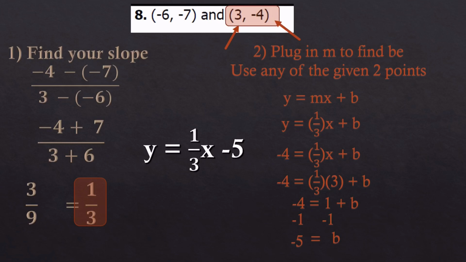Ladies and gentlemen, if there is a value for your m, if your m has a number value, there must be an x right next to it. This was a mistake people were making on that worksheet last Friday.